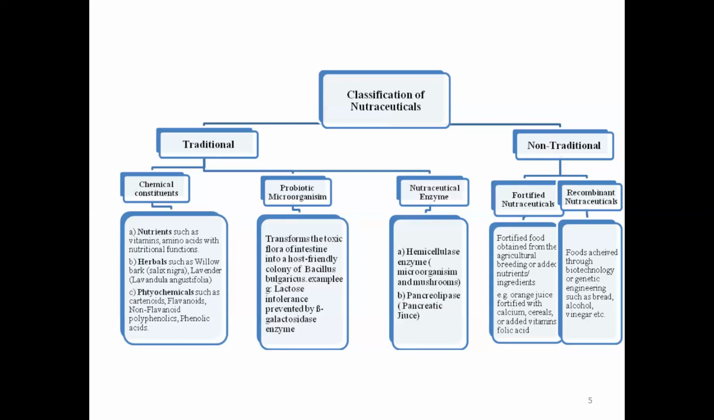For example, for chemical constituents, we have nutrients such as vitamins, amino acids with the nutritional functions, and herbals, and also phytochemicals. In probiotic microorganisms, they transform the toxic flora of the intestine into a host-friendly colony of Bacillus bulgaricus. Examples like lactose intolerance prevented by the beta galactosidase enzyme.